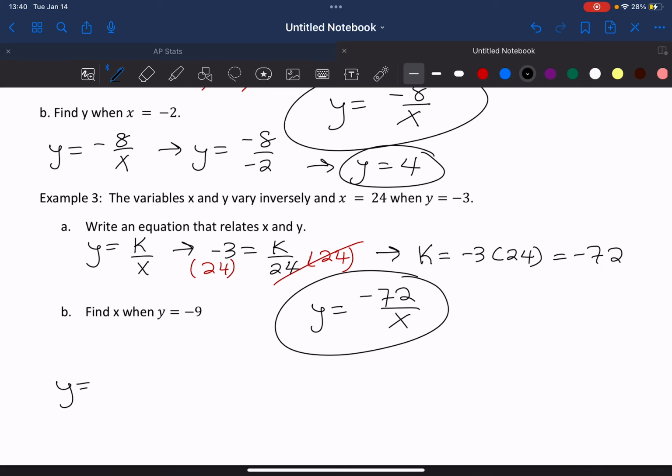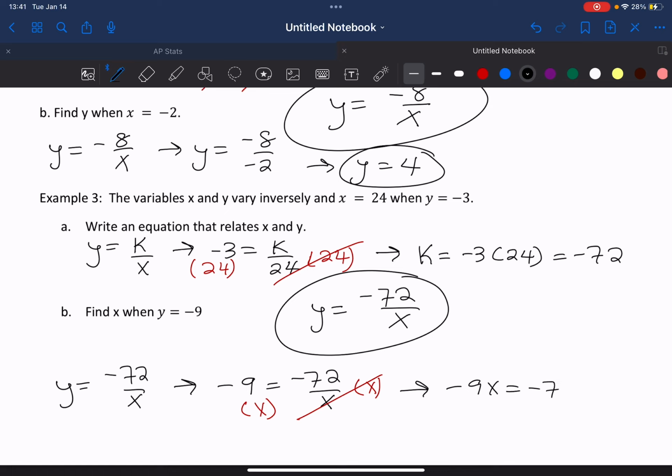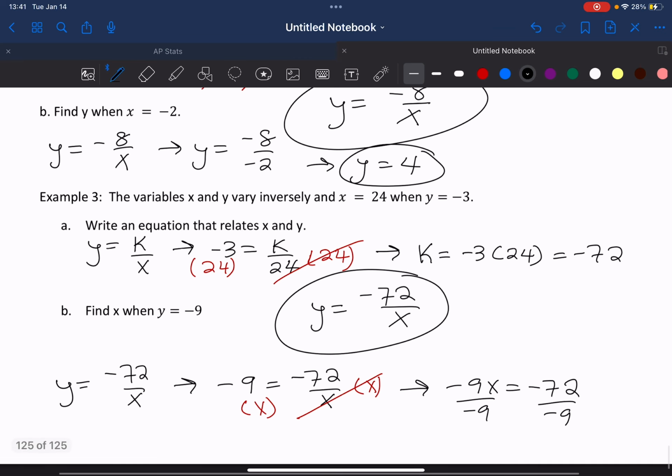So y is equal to negative 72 over x. It says find x when y is equal to negative 9. So now instead of plugging in for x, I'm plugging in for y. So I have negative 9 is equal to negative 72 over x. I need to get the x out of the denominator, so I'm going to multiply both sides by x. Which means I have negative 9x is equal to negative 72. Divide by negative 9 to get x by itself. I'm left with x is equal to 8.